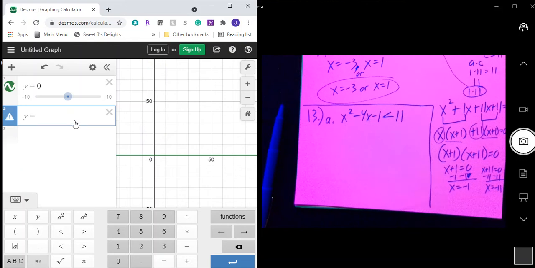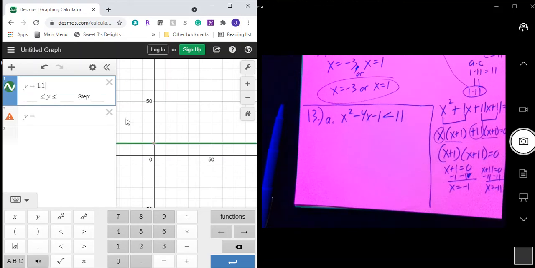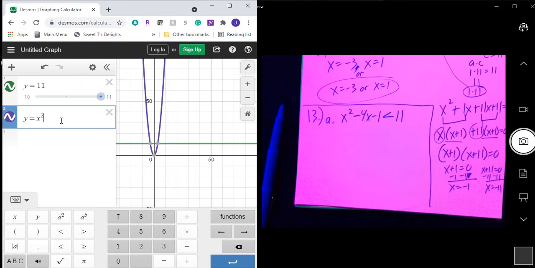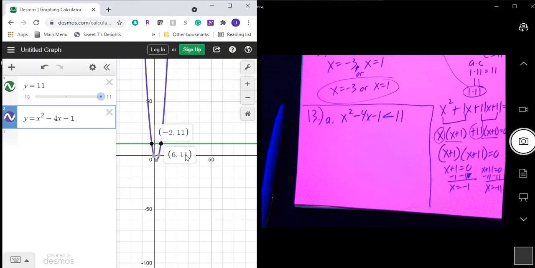So instead of having this equation equal to 0, we're going to set both sides of this inequality. We have y is equal to 11 on one side, and then the other side would be the actual equation: x squared minus 4x minus 1. Now we will find the points where they intersect. If you notice, they intersect here at -2 and 6.